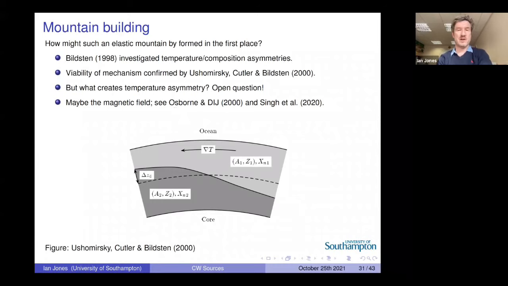I've got another PhD student, Thomas Hutchins, who's looking at precisely this problem, but doing it with more realistic microphysics. He's currently getting somewhat more encouraging results, but we're still working on that. But the bottom line is the magnetic field can induce some level of asymmetry in the conductivity and therefore in the temperature.